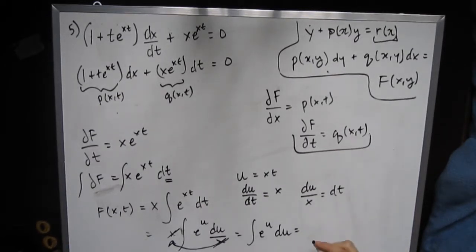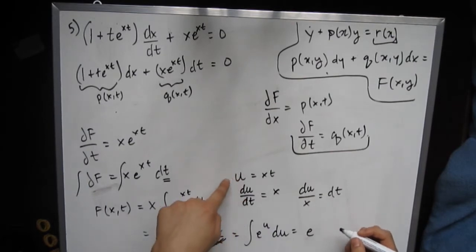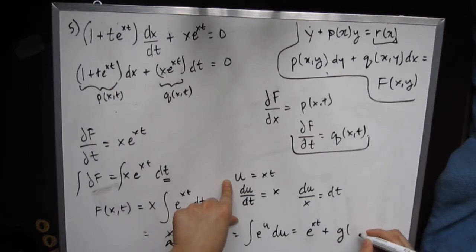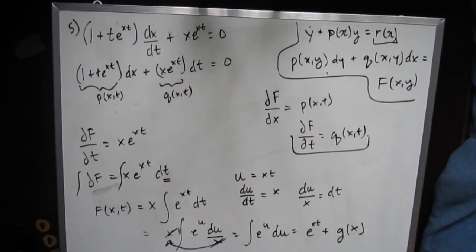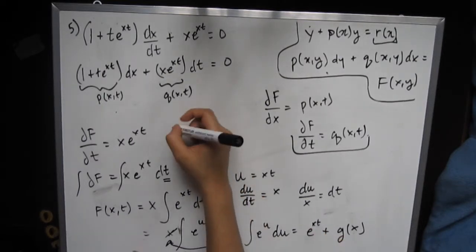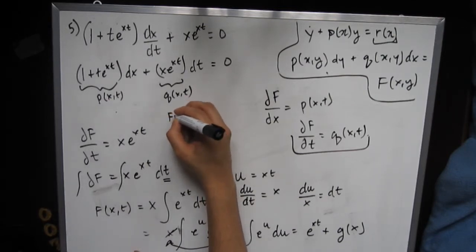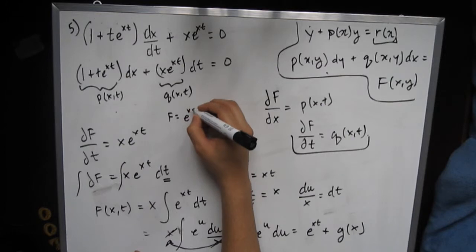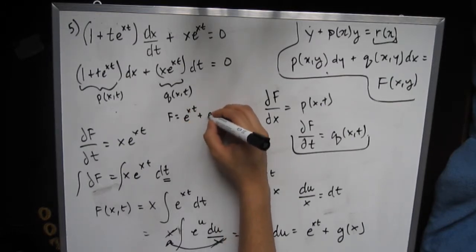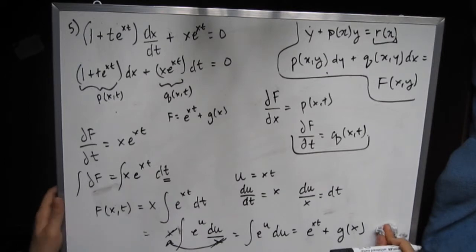Now, generally you'd put a constant like plus c, but because this is only a partial derivative, there's actually a second function with respect to x, since we've only integrated with respect to t, that exists. So right now, this is only a partial equation. So I'm going to write that out again over here. So f is equal to e^(xt) + g of x.